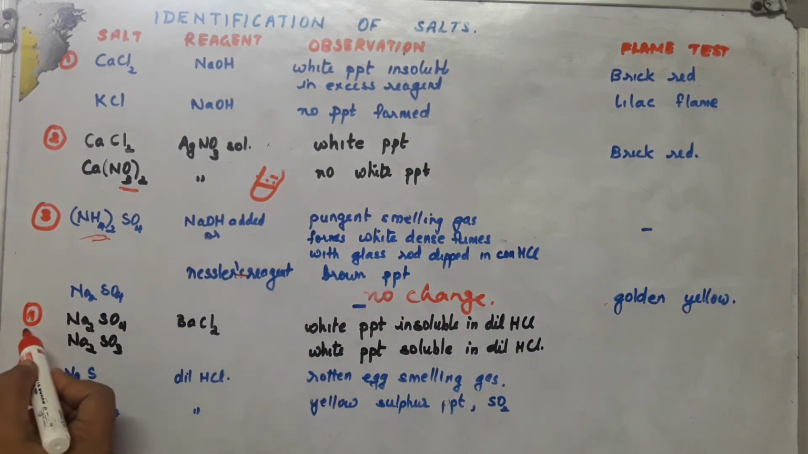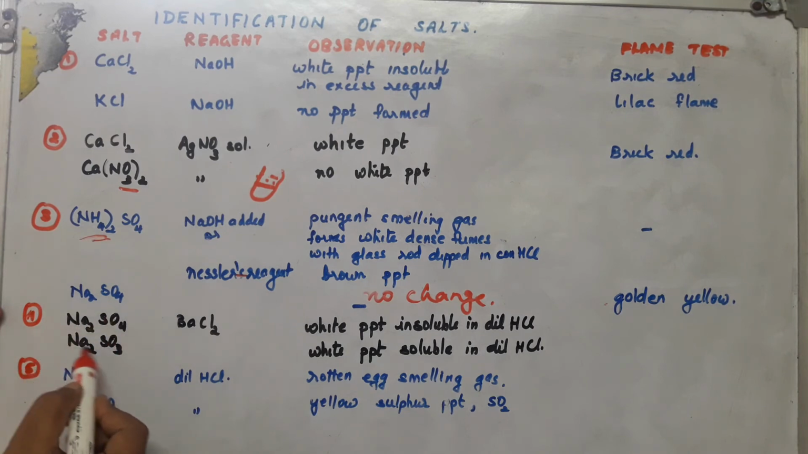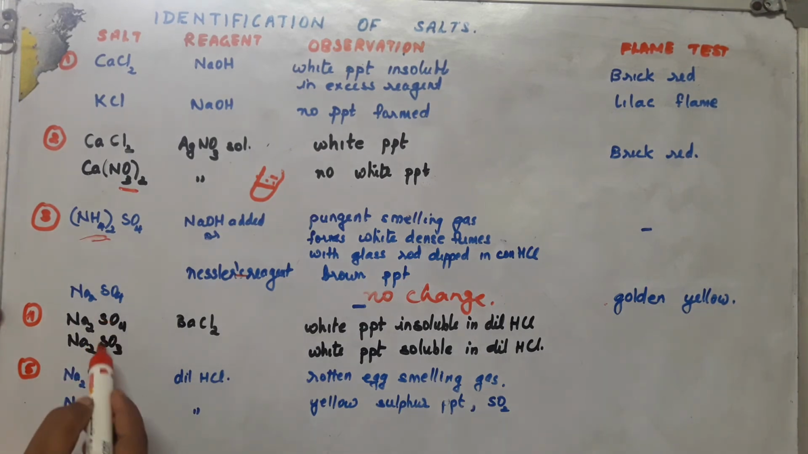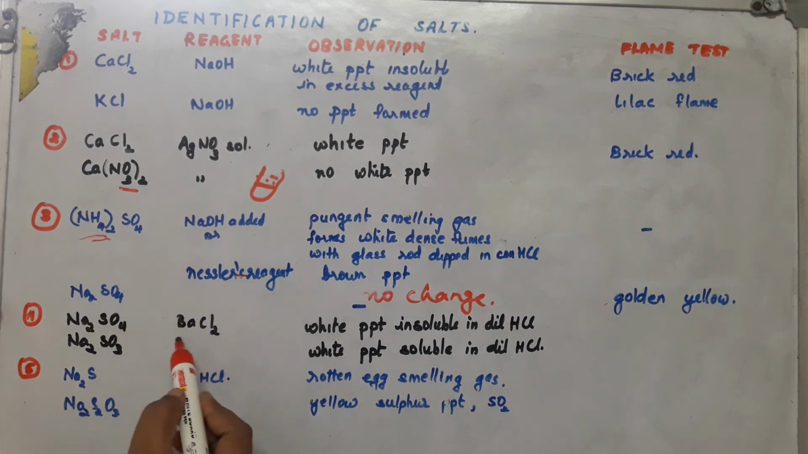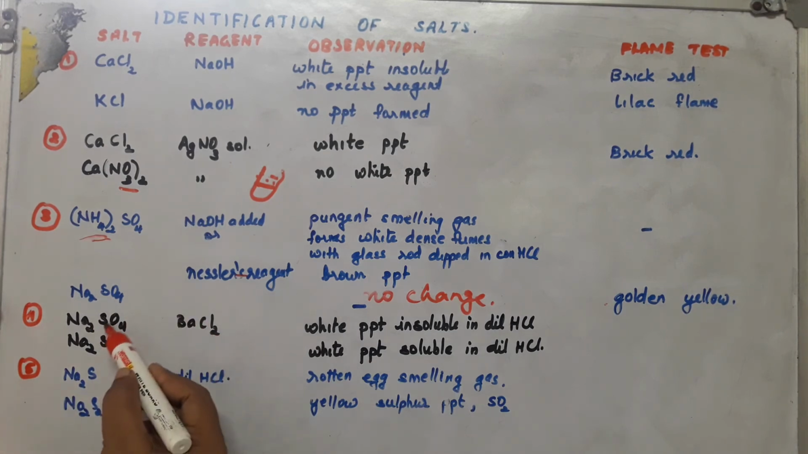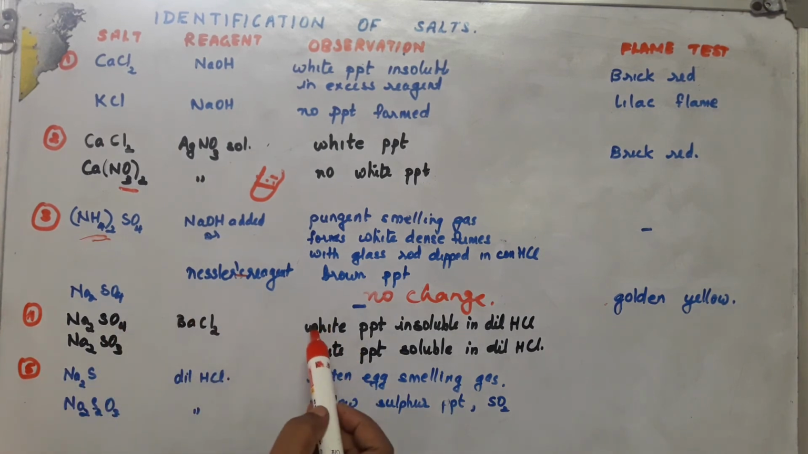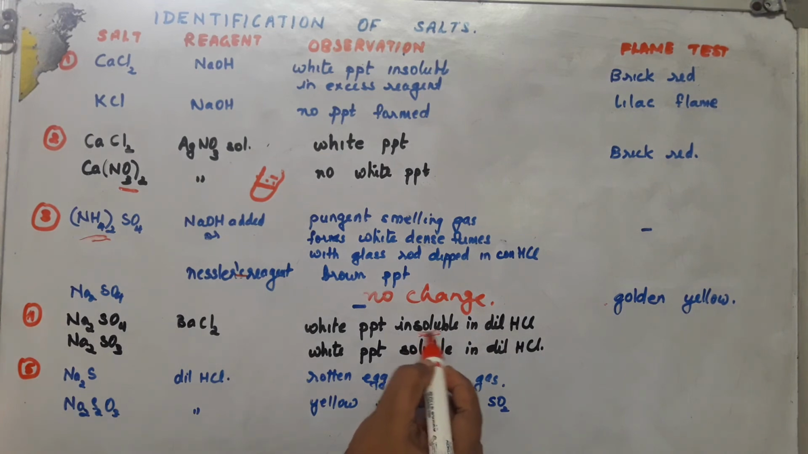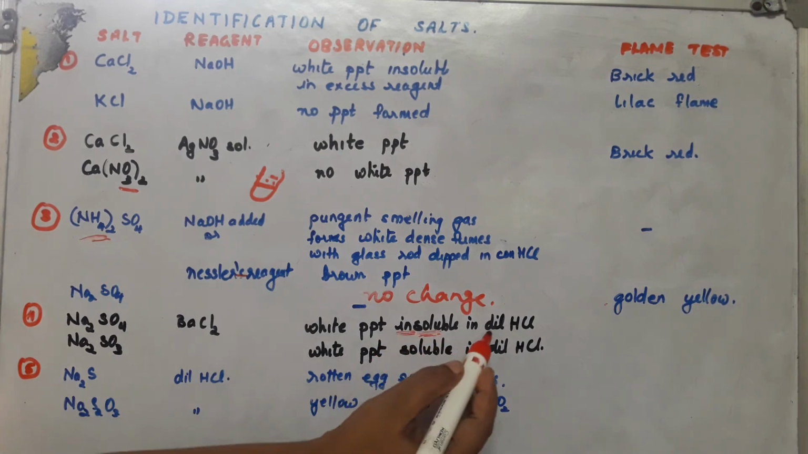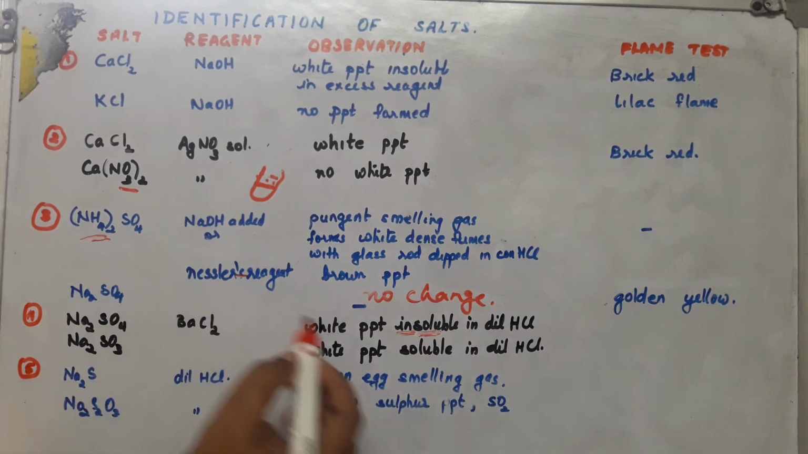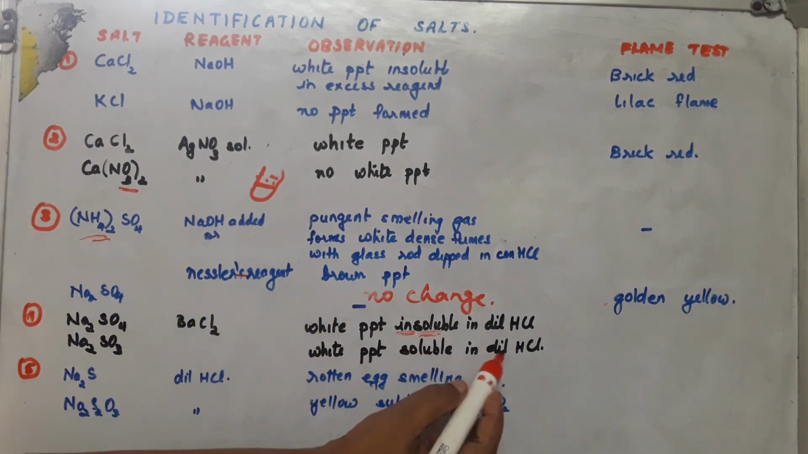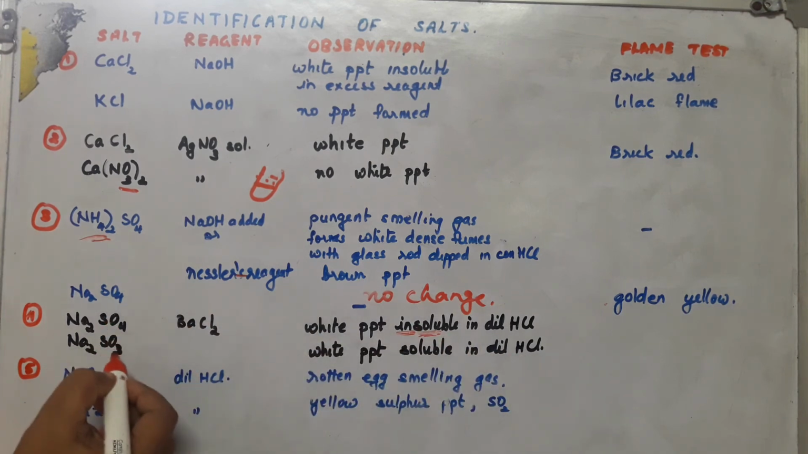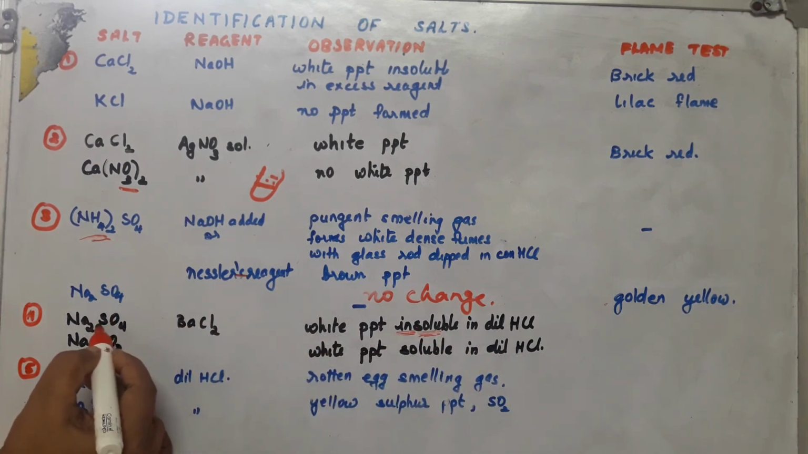Now the fourth pair is sodium sulfate and sodium sulfite. Here again the basic radical or cations are the same. The difference is sulfate and sulfite. How to identify sulfate and sulfite? Children, add barium chloride solution to both the salt solutions. You will see a white precipitate. This is to be remembered: a white precipitate insoluble in dilute HCl is the sulfate, and a white precipitate soluble in dilute HCl will be sulfite. So that is the way to identify sulfate and sulfite.